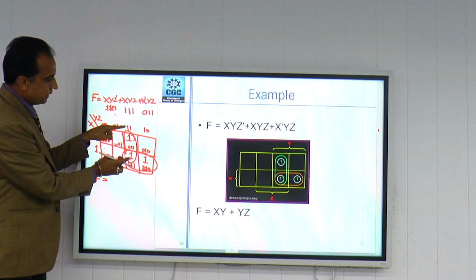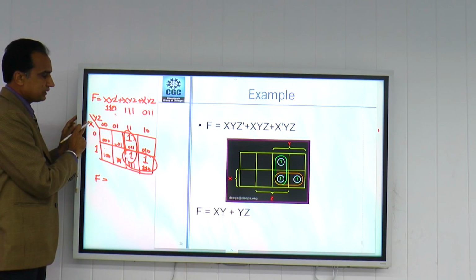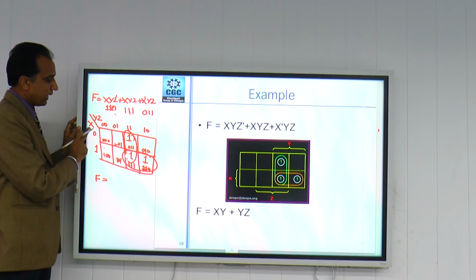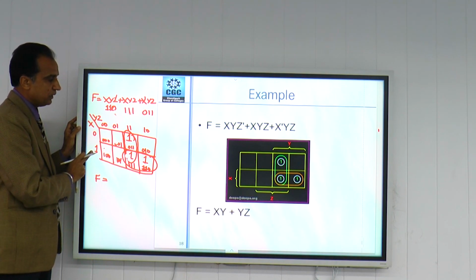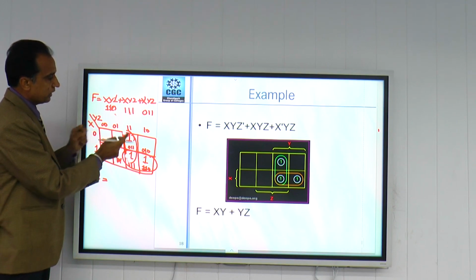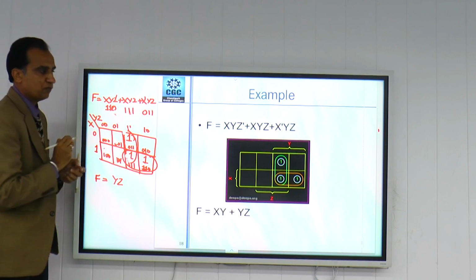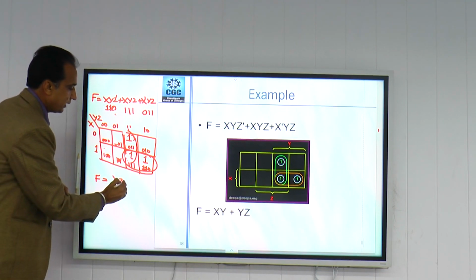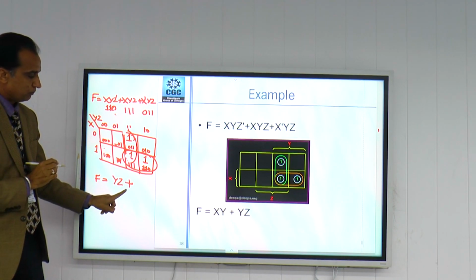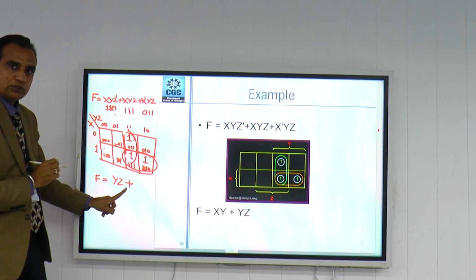Now according to this group, we have to check which variable is changed during this group. X value changed from 0 to 1, so x variable will be eliminated. Now corresponding to this vertical group, the y value is 1, 1. So the result is yz. Then we put a plus sign in case of SOP. In case of POS, we use a dot sign.